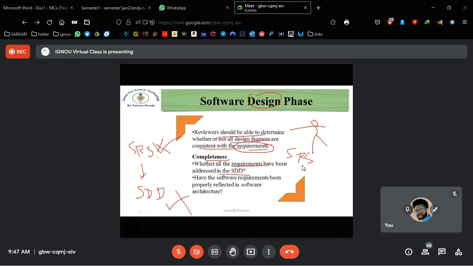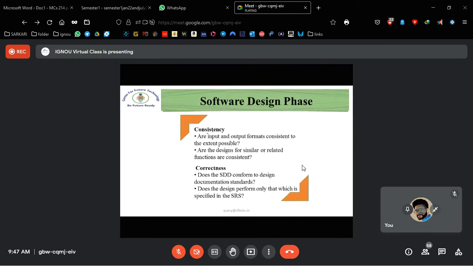Of the software design thing. So again, have the software requirements be properly reflected in the software architecture, because the entire software architecture gives us the entire layout in terms of different modules or functionality which we are going to offer in the software. Again, our entire software design document must be consistent in terms of input and output format, in terms of other functionality that we have to reflect.